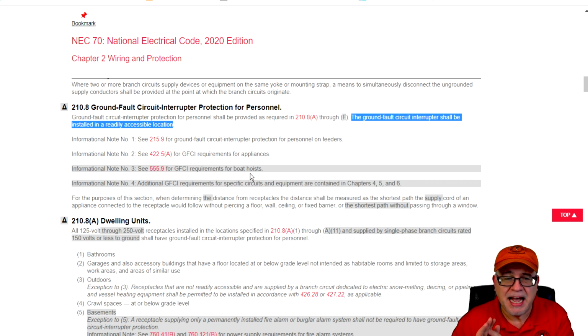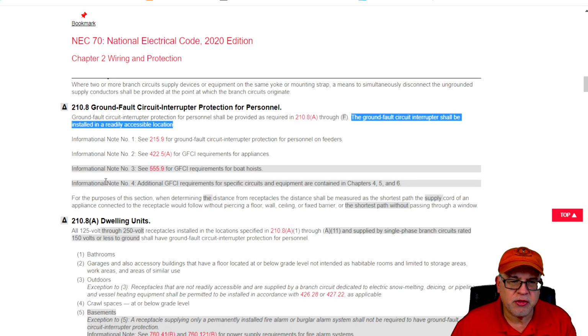Now you notice here the two informational notes say 555.9 for GFCI requirements for boat hoists, okay? So that has been moved out of 210.8 and is now firmly planted up in 555 where it needs to be for marinas, and that's where you get the requirements for boat hoists at that location, okay? No longer will you get that information here.